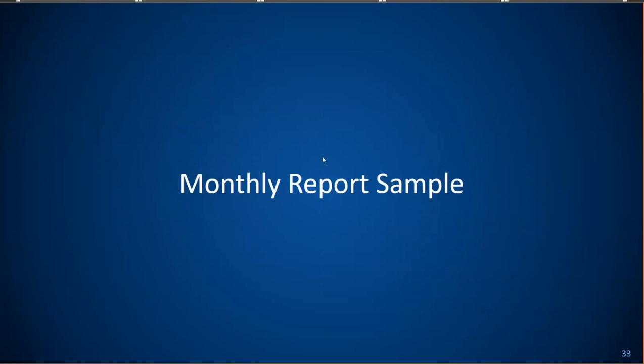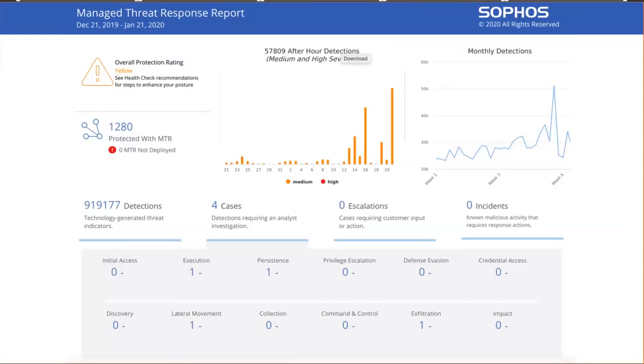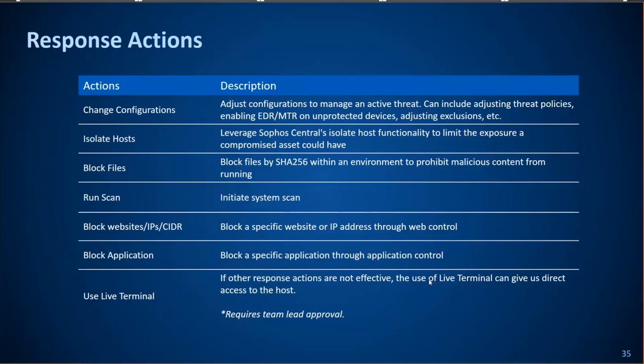We have monthly sample reports. Here you can see what is going on in your entire network. It gives you complete details: how many detections happened, how many cases have been created, whether any escalation has been created or not, and whether you found an incident or not. So this is how the graphs look.